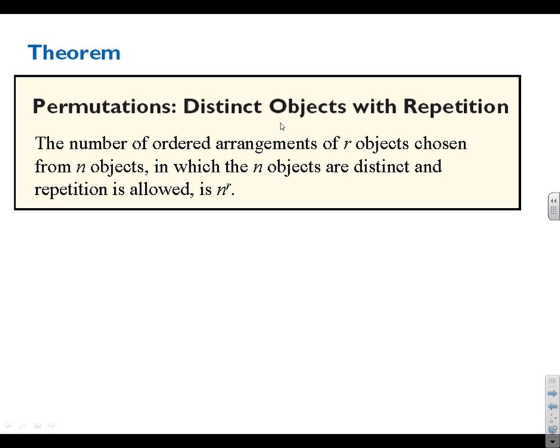All right, so permutations, again, distinct objects with repetition. Let's do the first one here. So here's our first formula. If we are going to pick distinct objects and we're going to allow them to repeat, the formula for all the different ways we could do that, all the different arrangements, is n to the r. All right? N is how many we're picking from. R is how many we're actually choosing.